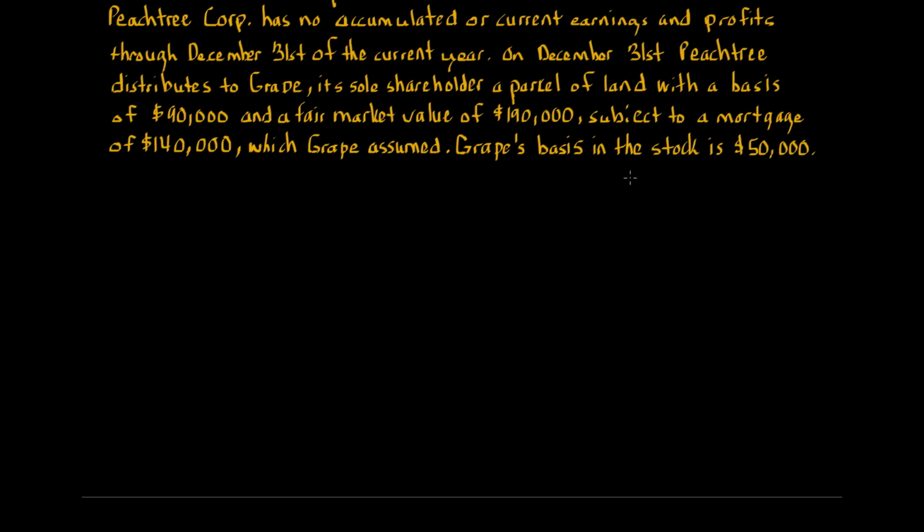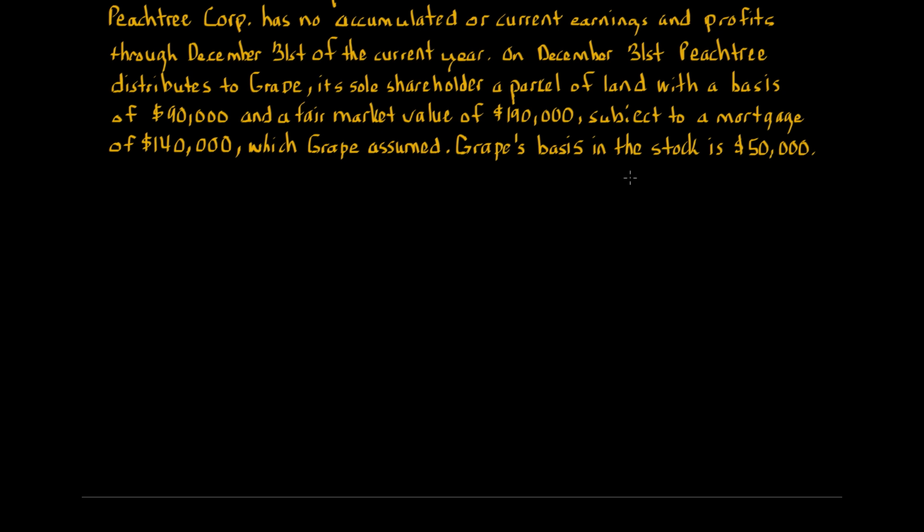So in this problem, Peachtree Corporation has no accumulated or current earnings and profits through December 31st of the current year. On December 31st, Peachtree distributes to Grape, its sole shareholder, a parcel of land with a basis of $90,000 and a fair market value of $190,000, subject to a mortgage of $140,000, which Grape is going to assume. Now, Grape's basis in the stock of Peachtree Corporation is $50,000.